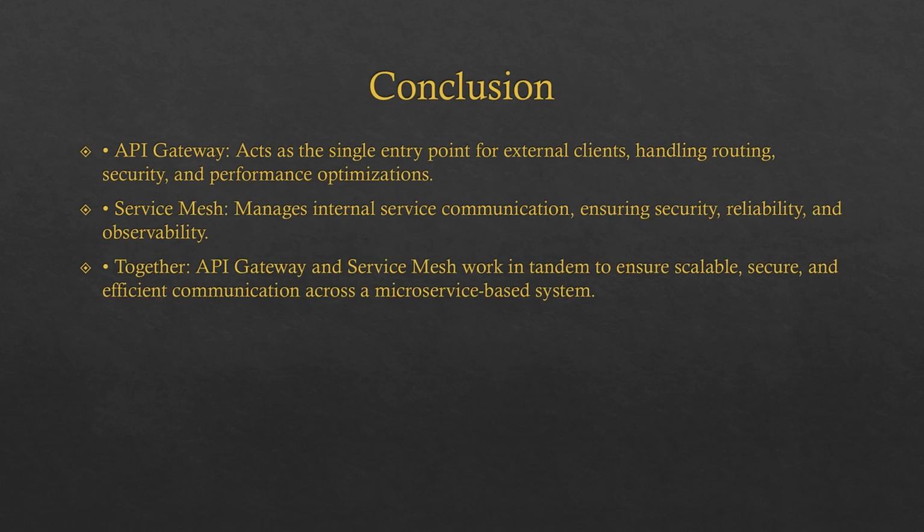In conclusion, both API gateway and service mesh are crucial components in modern system design. The API gateway serves as the entry point for external client communication, while the service mesh handles internal service communication. Together, they ensure a secure, scalable, and efficient architecture for microservices.